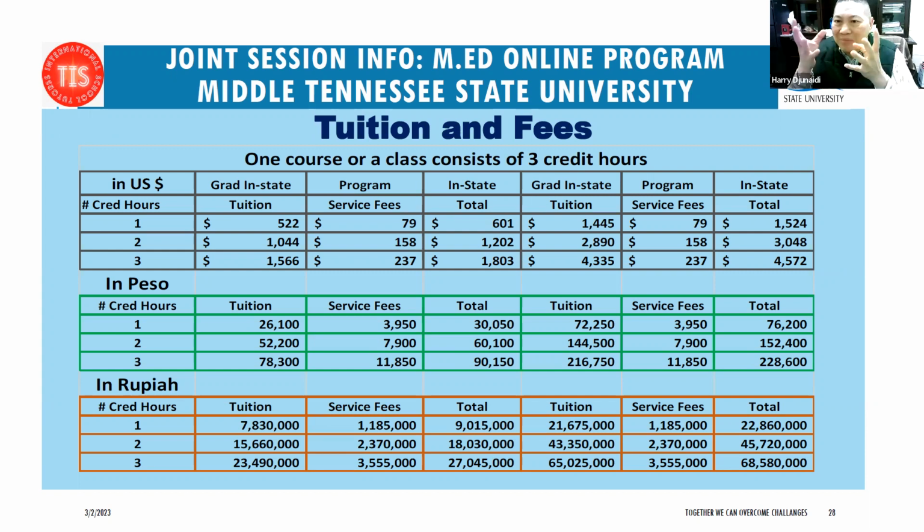$1 equivalent in the Philippine money, we call it peso, is 50, and maybe now 52. 1 US equals 52 peso. Okay, now in Indonesia, even worse, 1 US is equivalent to 15,000. So you will see that in Indonesia for 1 course, if you look at the 3-1, that is equivalent to 68 million. It's kind of scary, isn't it? Yes, sir, it is scary.